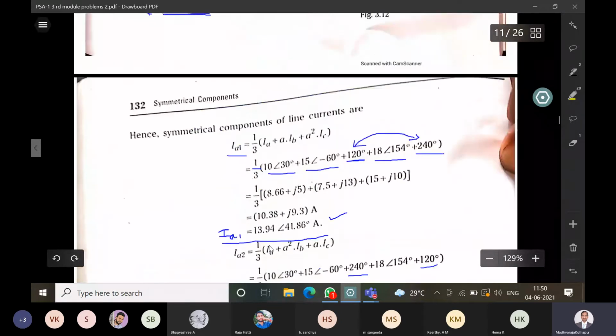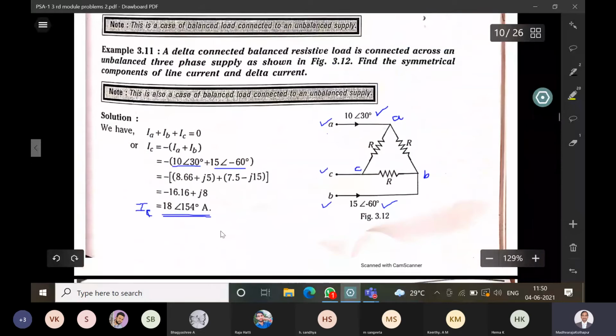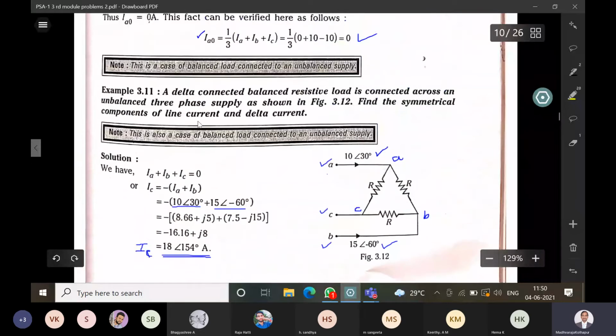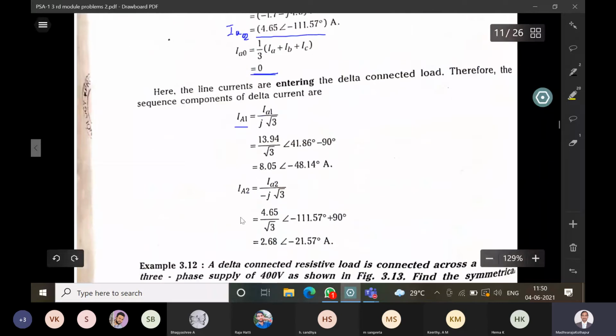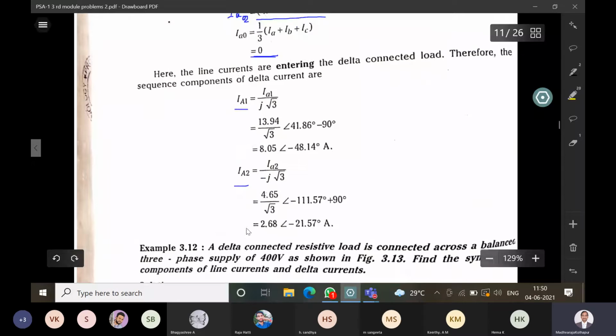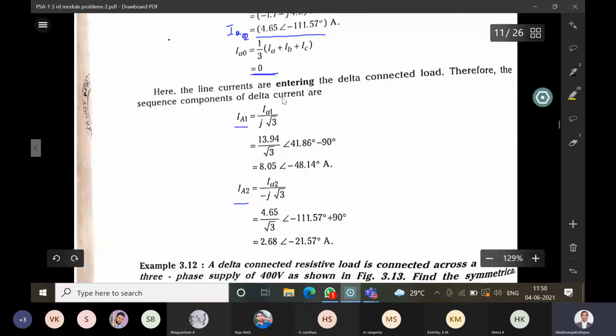Okay, once you have found IA1, IA2 and IA naught, now we need to calculate the components of the delta current. So what is the delta current? Capital IA1, capital IA2 and capital IA naught. IA naught is 0, which means capital IA naught is also equal to 0. Okay, so capital IA1 is equal to small IA1 by J into root 3, and capital IA2 is equal to small IA2 by minus J into root 3.